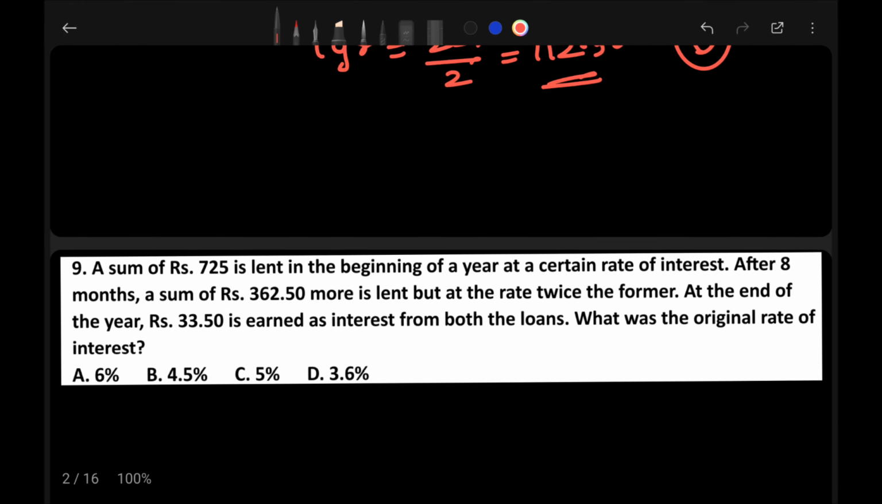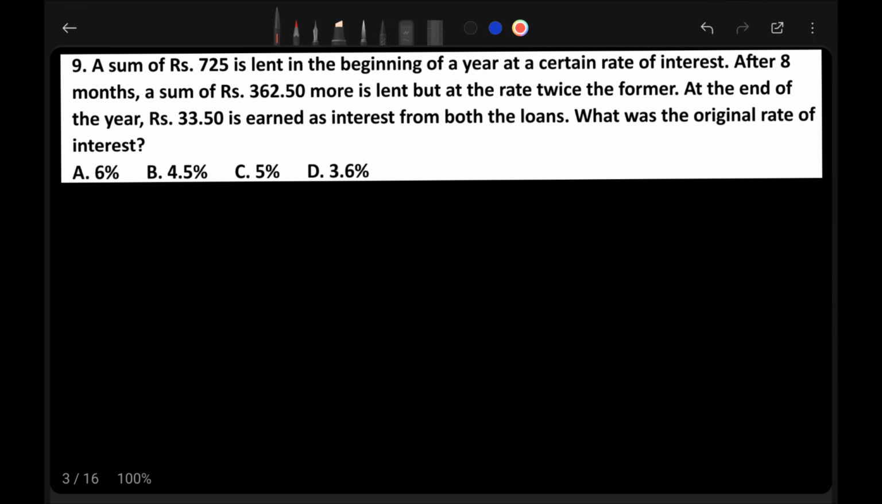A sum of rupees 725 is lent in the beginning of a year at a certain rate of interest. I think this is level 2 to 3, somewhere in the middle. I think it's going to be a huge math here. Okay, the sum is 725, so the principal amount is 725. In the beginning of a year, that means time is 1 year at a certain rate of interest.